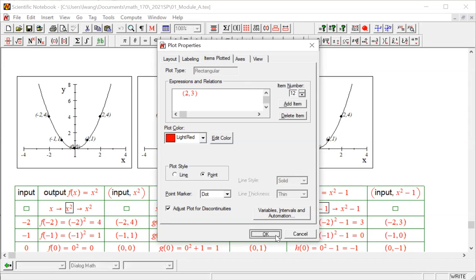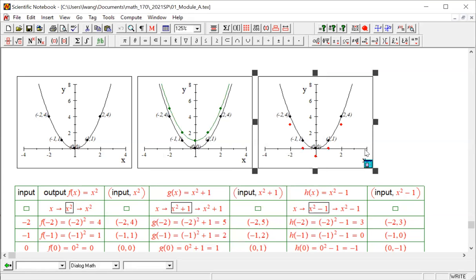Okay. So under the new rule of x squared minus 1, we got these red dots. Every point is shifted downward by 1 unit. You see, every point is shifted down by 1 unit. So that's the effect of subtracting 1 after the square.